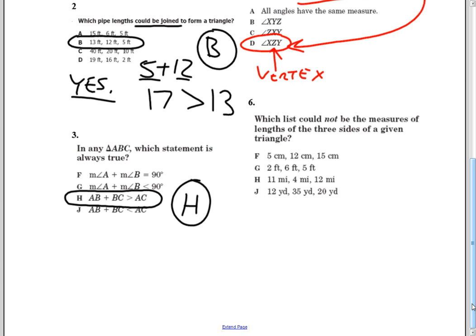Pay close attention to details like words like not. I didn't. Raise your hand, tell me which of these 4 choices could this not be? Francisco. Which one? F. F works.